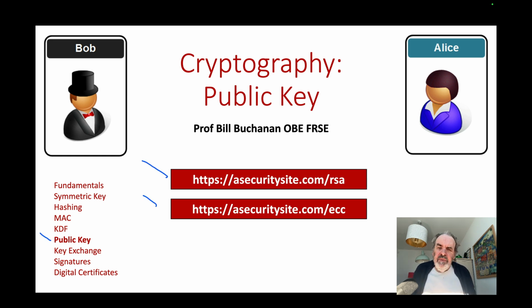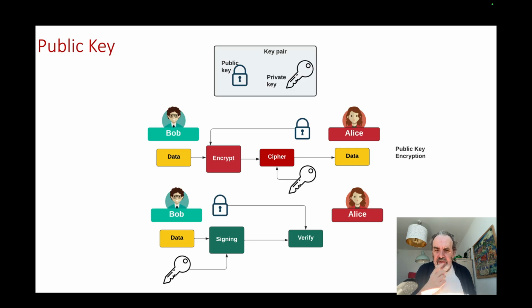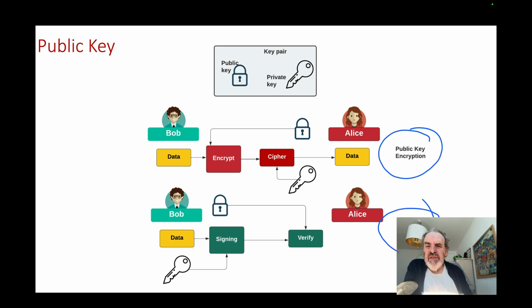And the two main methods that we'll look at are RSA and elliptic curve cryptography, or ECC. So with public key methods, we have two main elements to this, the encryption part and the signing part. With encryption, if Bob wants to send some encrypted data to Alice, she sends over her public key. Then Bob will encrypt that with her public key. She will get a cipher, and then she will use her private key to be able to decrypt it.